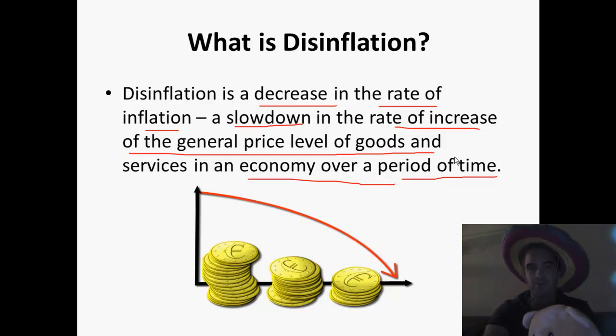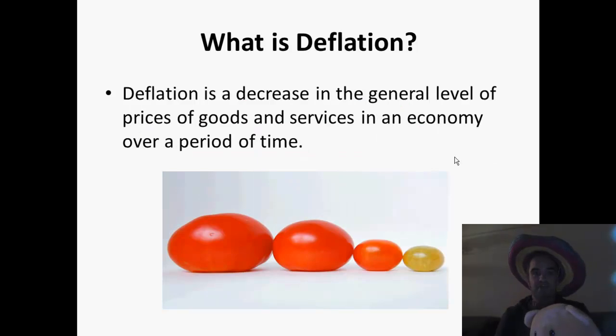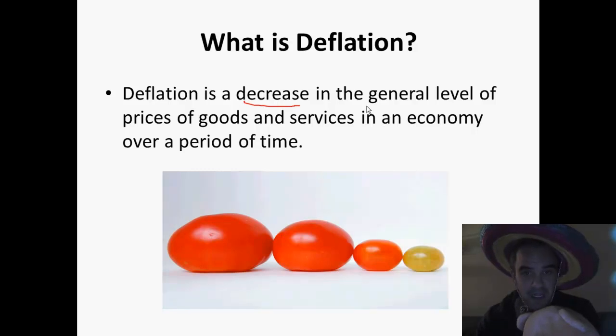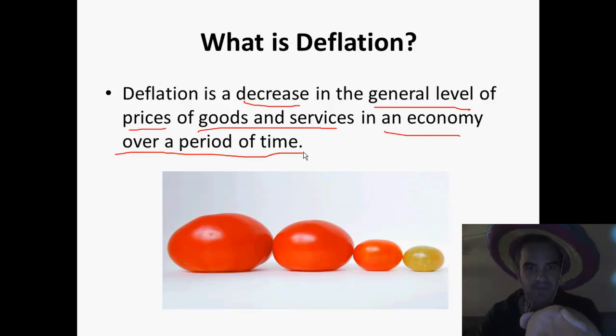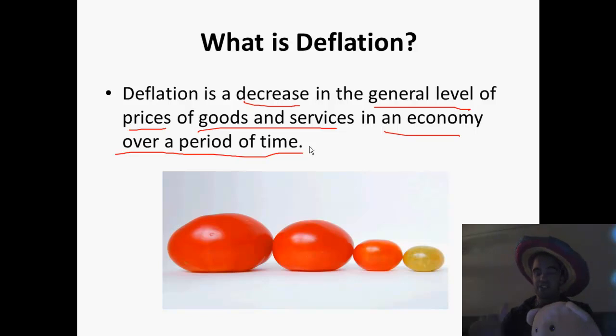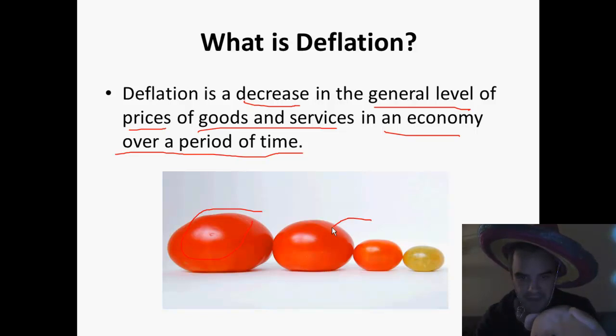Fantastic. Let's move on. So what is deflation? Deflation is a decrease in the general level of prices of goods and services in an economy over a period of time. Inflation was an increase, deflation is a decrease. So we have our big giant tomato here. We can think of that as inflation, we can think of these two as disinflation, and this odd looking tomato here can be deflation. Do not eat these. Trust me, do not eat them.